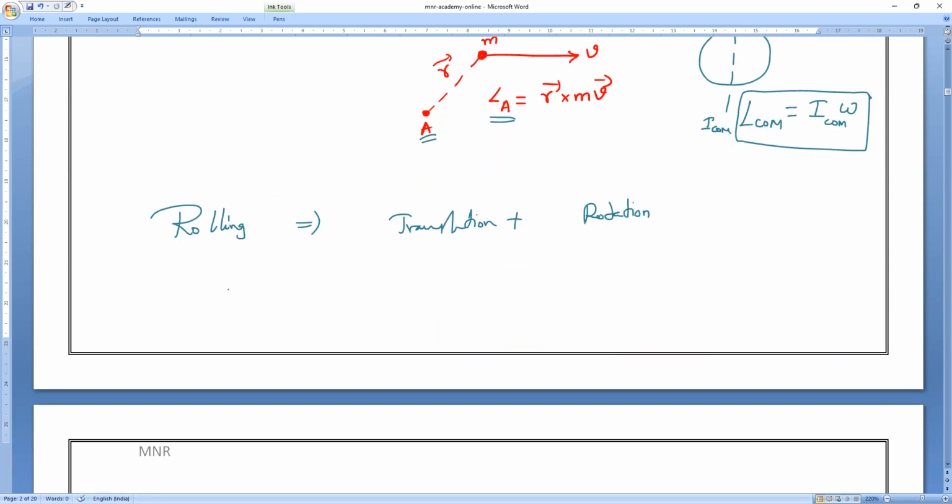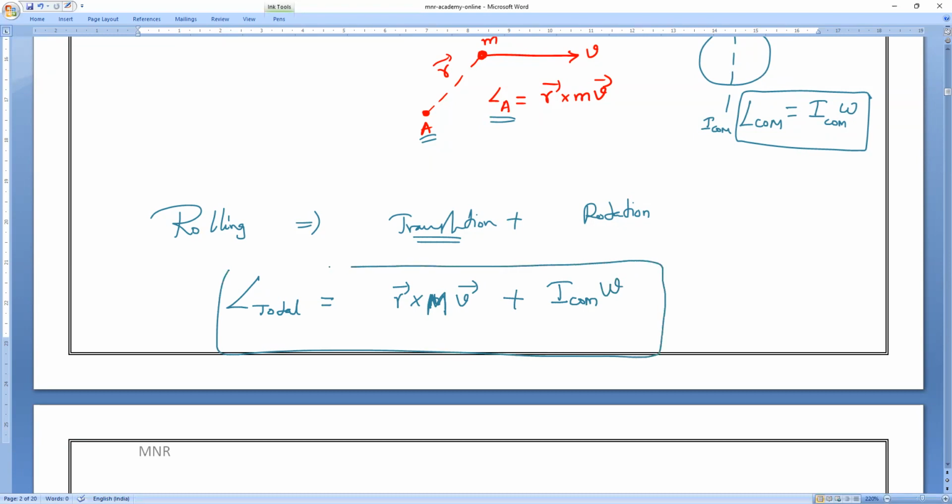Total angular momentum is equal to translation, what is that actually? R into total mass. Actually, it is a small mass I have taken. Total mass is capital M into V, plus rotation means I into omega. So this is what it is actually.